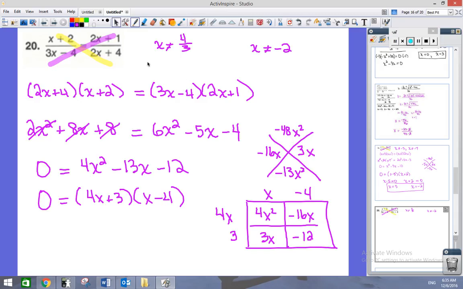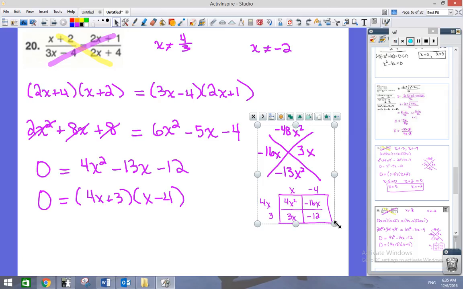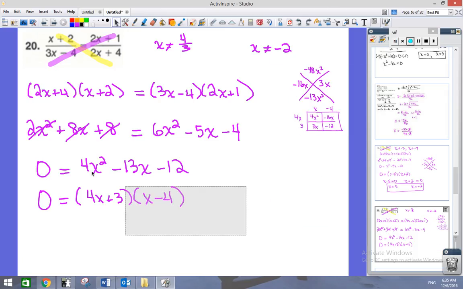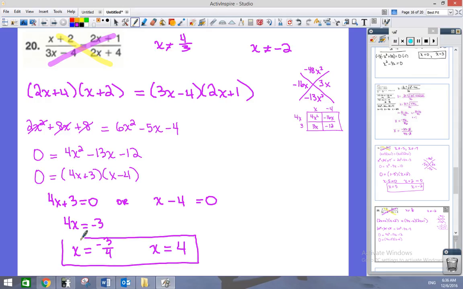So again, if these two numbers multiply to give us 0, then at least one of the factors is 0. So it has to be true that either 4x plus 3 is equal to 0, or that x minus 4 is equal to 0. This results in x being equal to negative 3/4, which is not one of our restrictions. And over here, if we add 4 to each side. So both of these solutions are fine. Neither one of them is restricted. Alright, so let's move on.